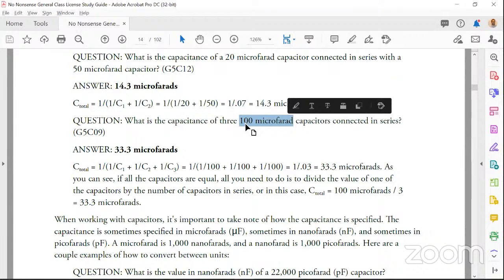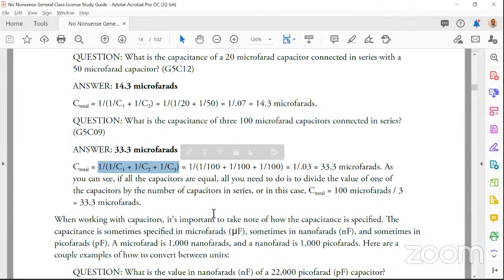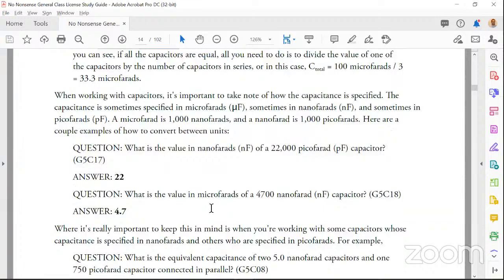But how are they connected? Is it parallel? Is it series? They tell us it's series. So we know we have to use the series formula for capacitance. And what are the values? 100 microfarad each. When we plug them into our trusty formula, we get 33.3 microfarads. Of course, in the question pool, you will see other distractors. They'll tell you 3.3, they will tell you 300, and so on as distractors. But we know when you have capacitors in series, we have to use our trusty formula, a version of this on the screen. Okay, moving right along.